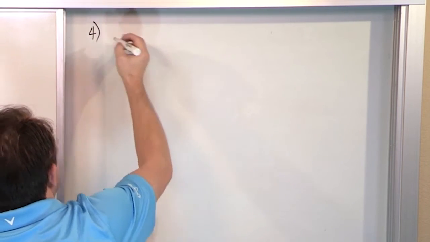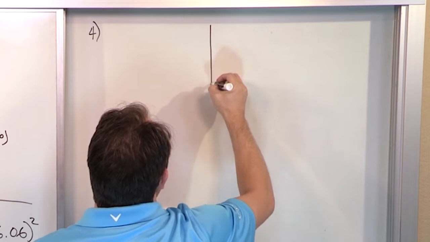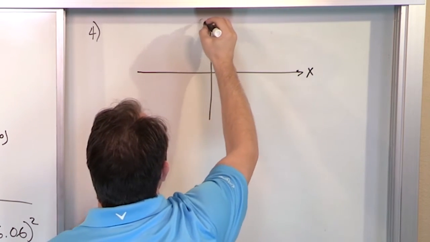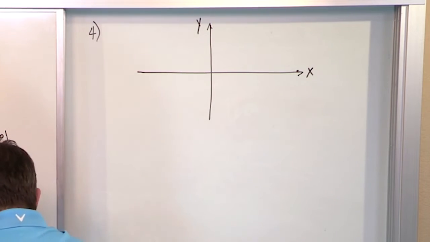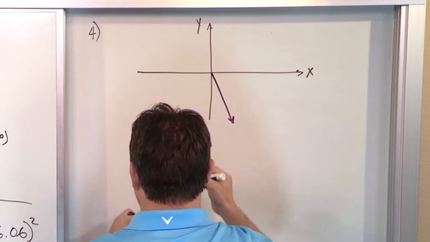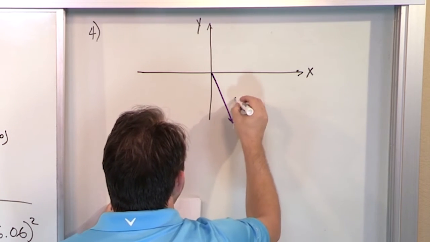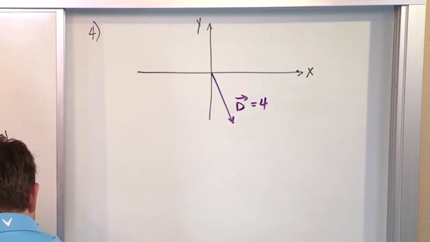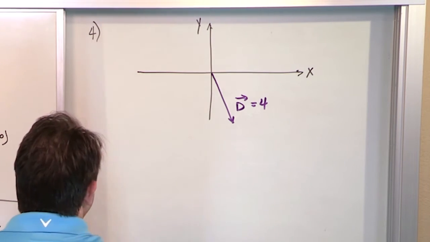Let's do the last problem. And we'll do it two ways, just like we did a second ago, just to make sure you understand. So here's x and y. Let's draw our vector down like this. And we're going to call it D. So we've done A, B, C, and D. And the length of the vector is 4 meters, or 4 meters per second or whatever, like this.